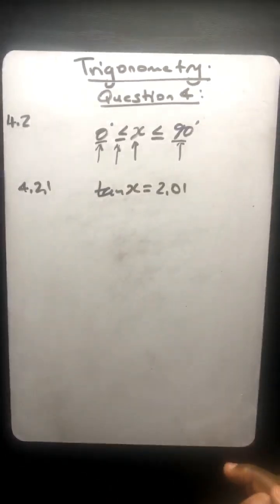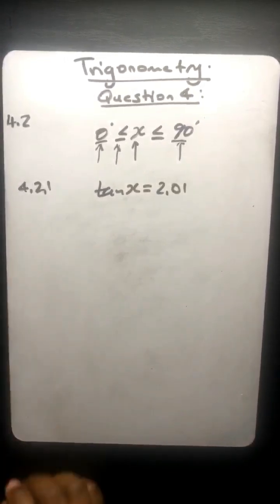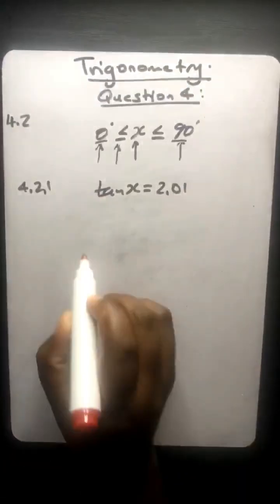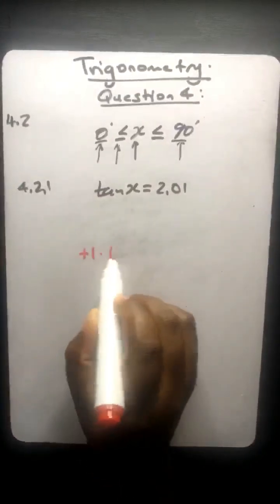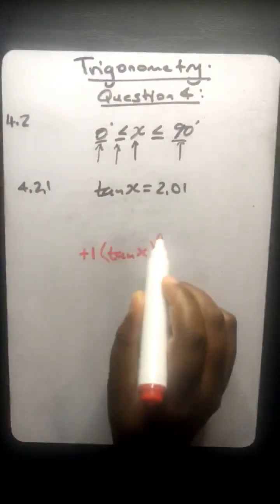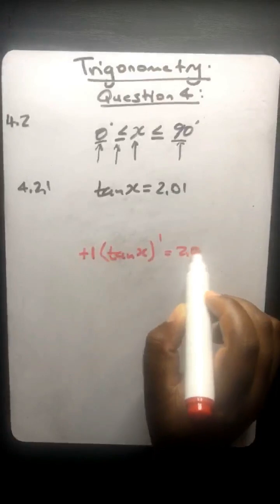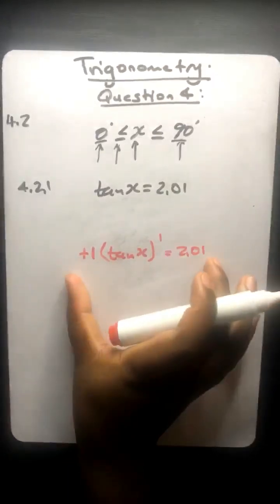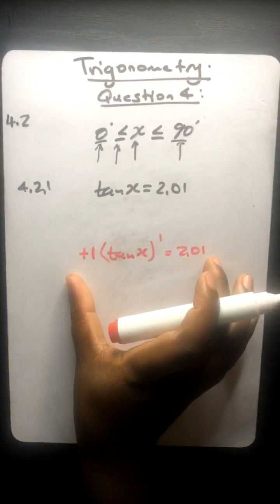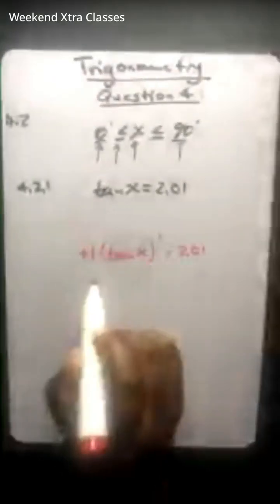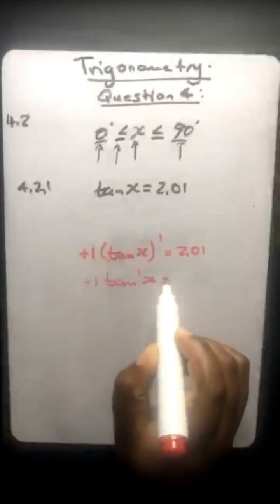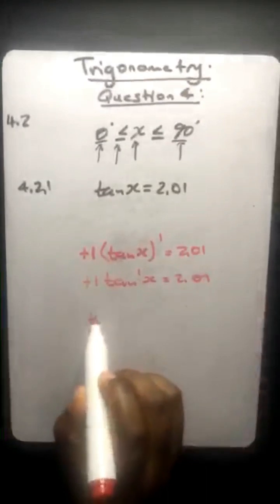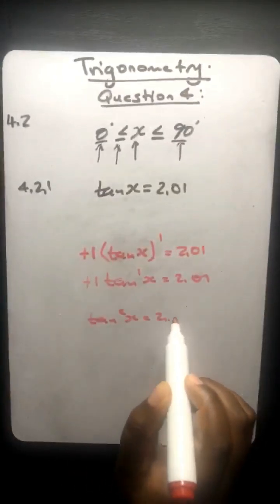This is where you start and you ask yourself this question: what type of equation is that? Some of you guys see this, but for me, I see an invisible positive one multiplying tan x, which is to the power of an invisible one, which equals 2,01. Then already I know that this is a linear equation, which means I'm only going to have one possible answer. Otherwise, you can still write this as tan to the power 1 x equals 2,01. So this problem is different from, for example, tan squared x equals 2,01.